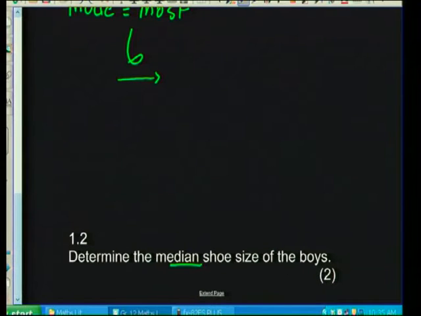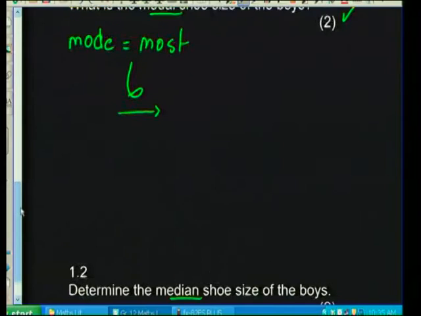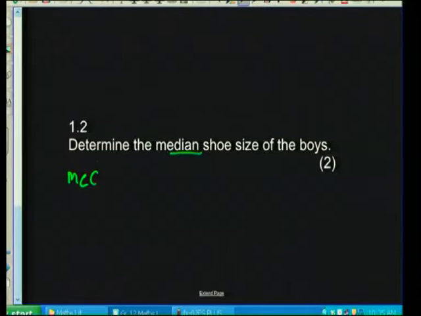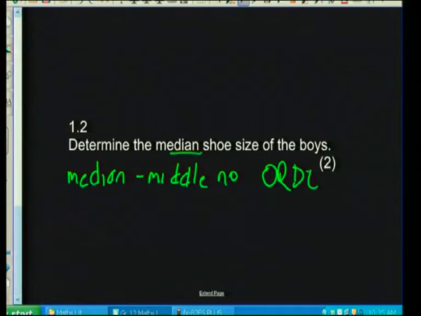Determine the median shoe size of the boys. Well, median is my middle number. Let's just revise that. Let's write that in. So median is my middle number. And remember, this must be in order. So I'm just going to write that because I always keep that in the back of my mind, although I have already checked that they were in order.